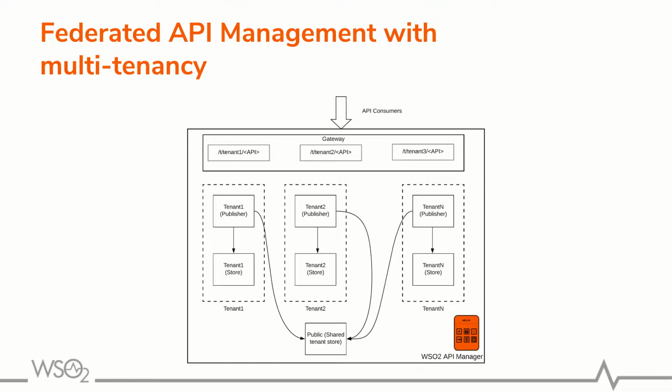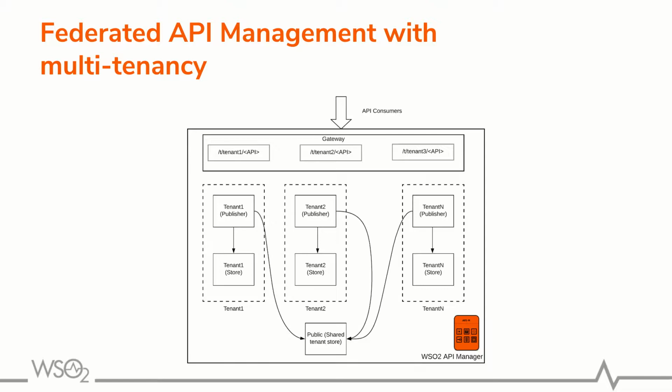At the end of the day, all these APIs are published into different tenant stores or the shared tenant store. In the runtime, the gateway will have all these different APIs deployed in the same gateway. When the actual consumers are trying to access these APIs, they will access them with /t/tenant name, followed by the API context and the relevant parameters.